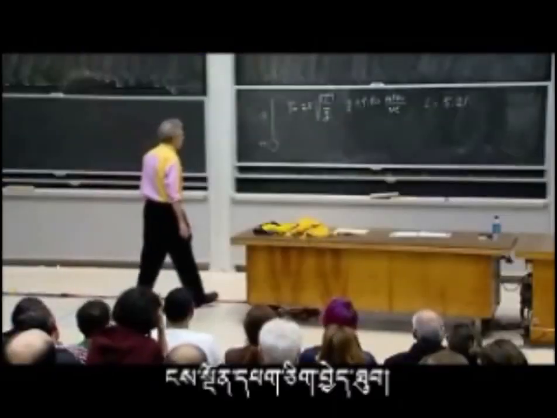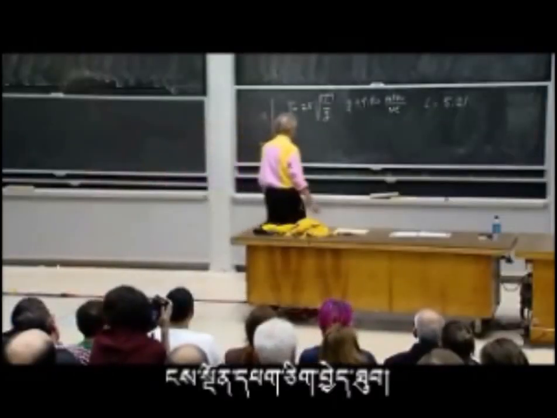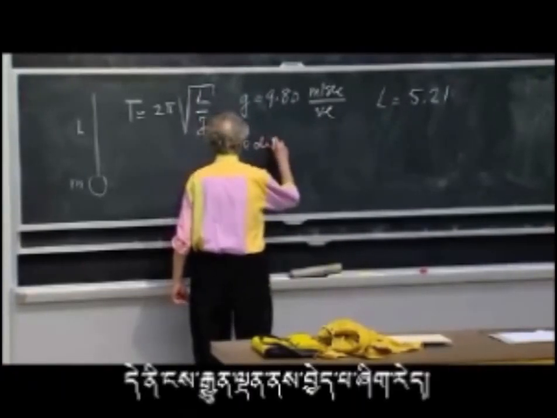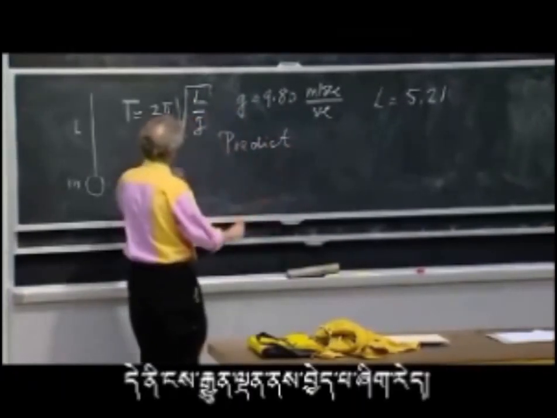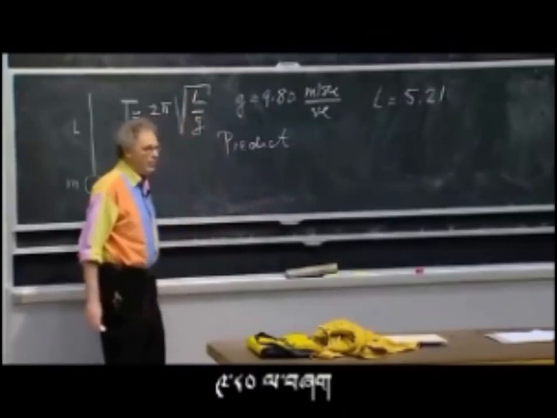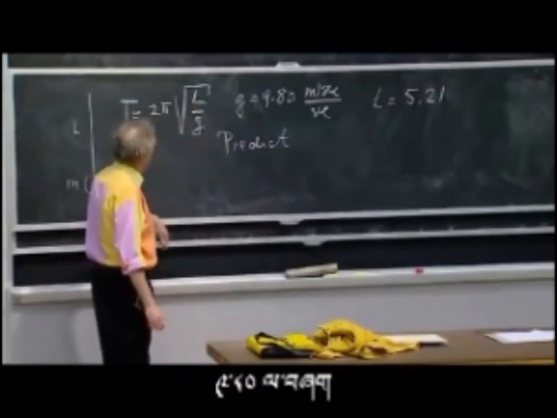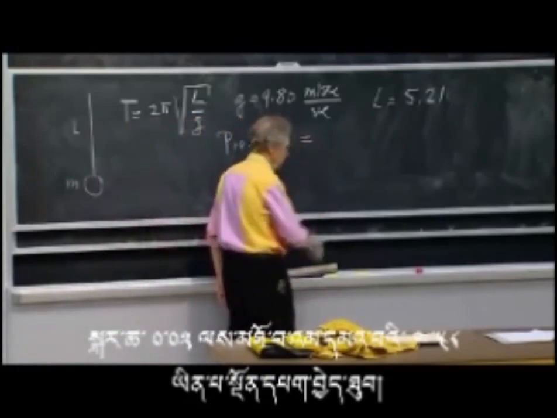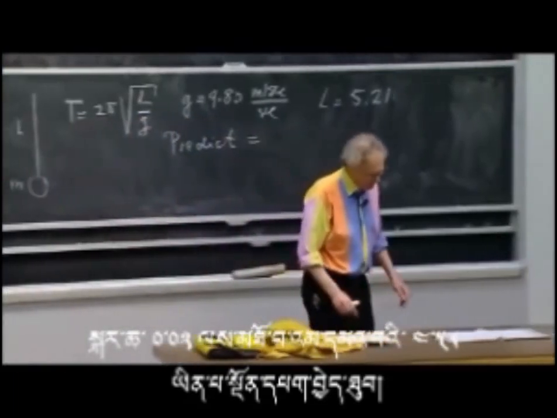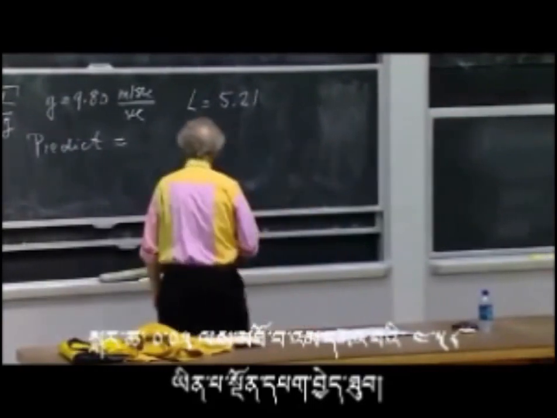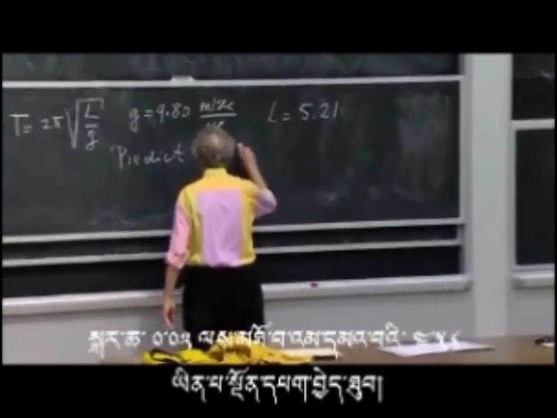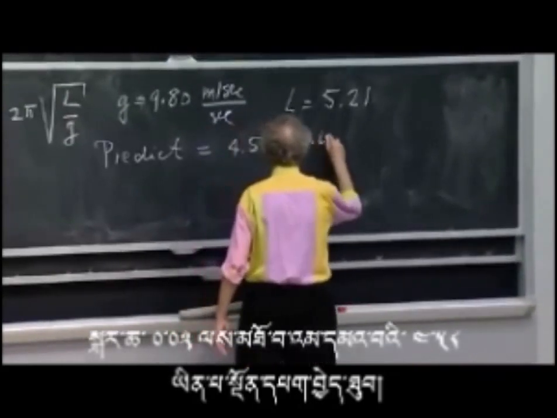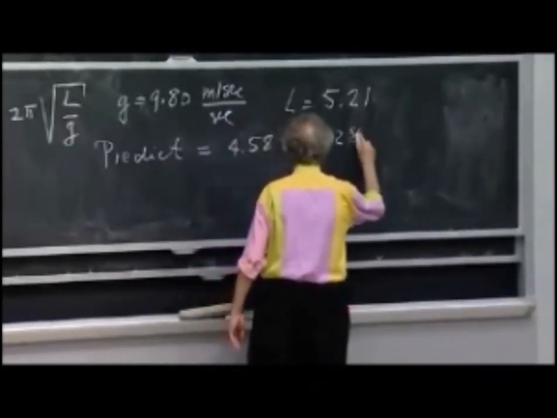So now, I can make a prediction. I predict, using this equation, that's all I do. I put in 5.21, I put in 9.80, I multiply by 2 pi, and I make the prediction that the period of that pendulum is 4.58 plus or minus 0.02 seconds.